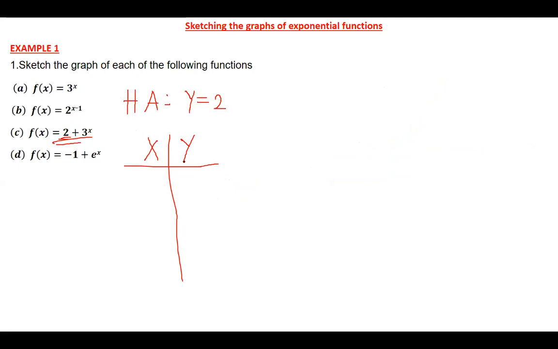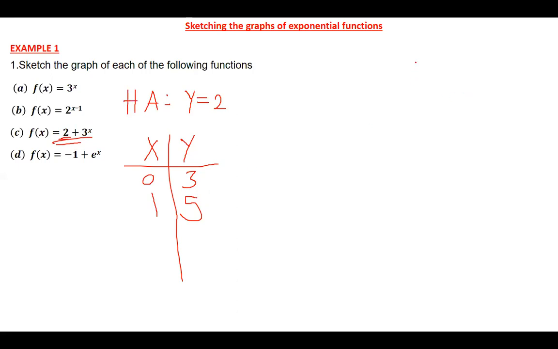And then begin to plug in values. We find numbers that we can put there, which will not give us very big numbers. So when we put a 0 there, 3 raised to power 0 is 1. 2 plus 1 gives you 3. And when you put 1 there, 3 raised to power 1 is 3. 3 plus 2, you get 5.